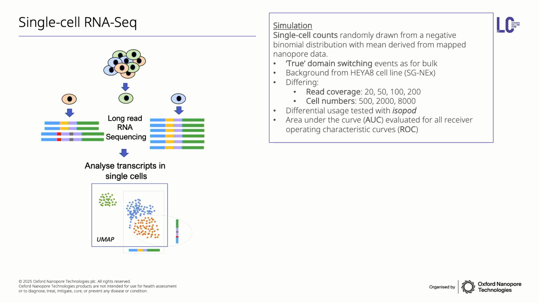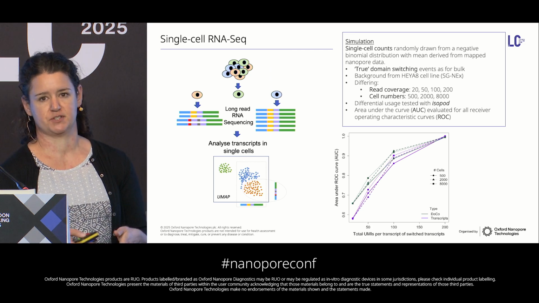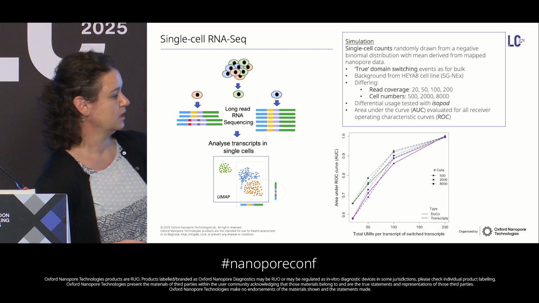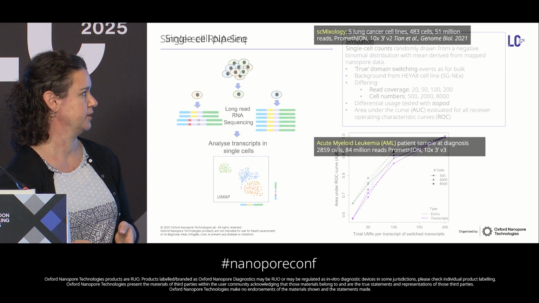So again, we did a little bit of simulation to check this. I won't go into the details, but this is the area under the ROC curve, and we tested a range of coverage levels as well as numbers of cells. You can see the DOCO is that green line, and the regular transcript approach is in purple. We have a higher accuracy, in particular when we have low counts, so in this more shallow sequencing scenario.